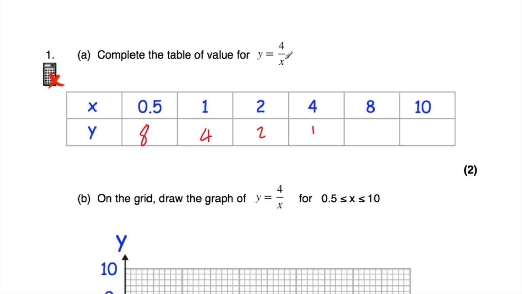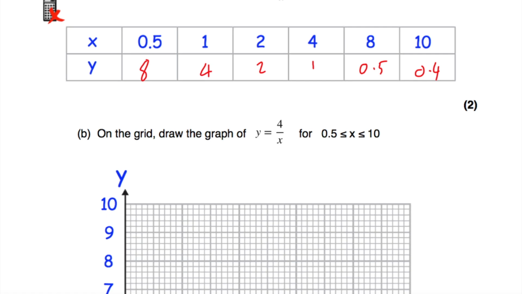Okay, 4 divided by x, 4 divided by 8. 4 divided by 8 will be equal to 0.5, or you could simplify the fraction. 4 over 8, if you cancel it down, is equal to 1/2, so that's 0.5. And finally 10. 4 divided by 10 is 0.4. So we've completed the table of values for y equals 4 over x.